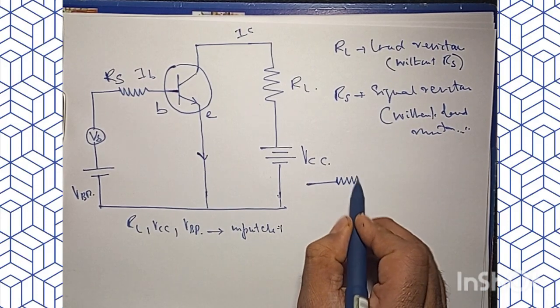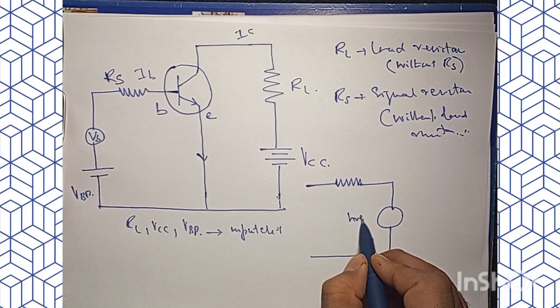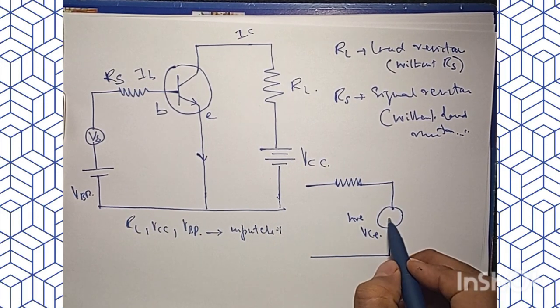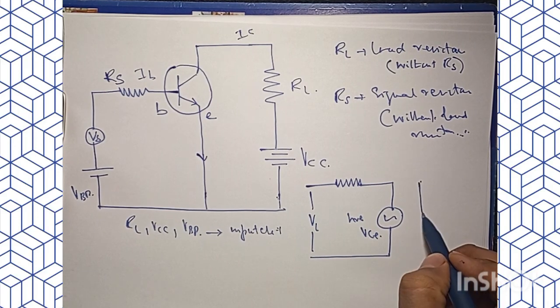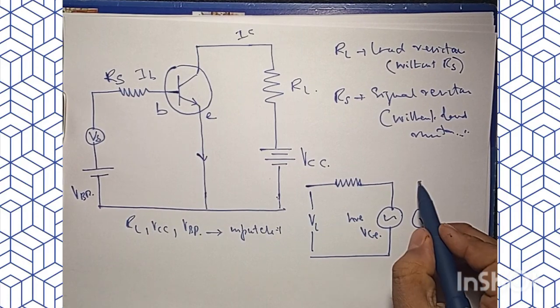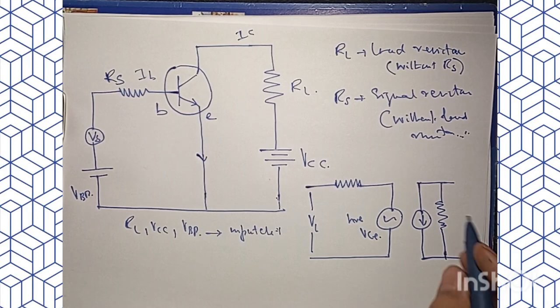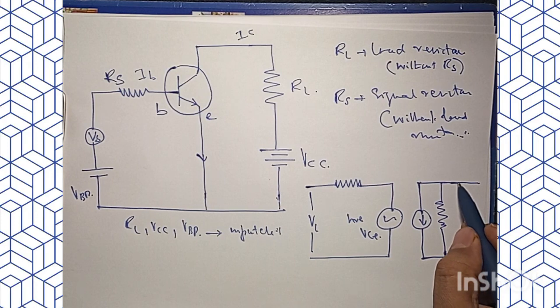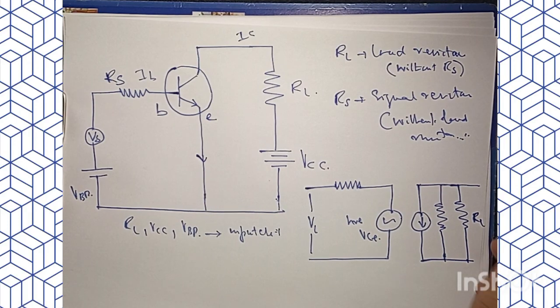So what should I do for that? I have HIE, then I have a voltage generator. So this is HRE VCE for the common emitter configuration. Here I will have VB, and then the output circuit will be a current generator here, and here I will have an admittance. This admittance has to be shown here as a resistance. So this will be my load resistance RL, and this will be 1 by HOE.